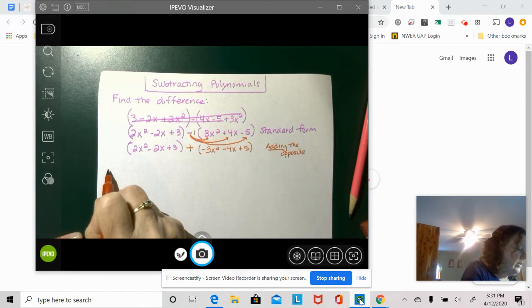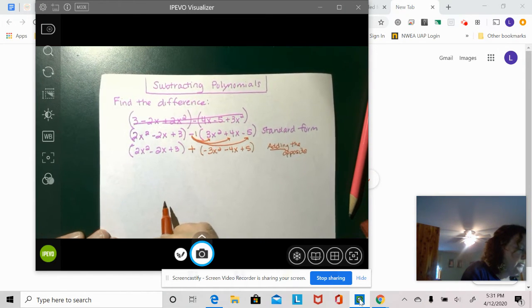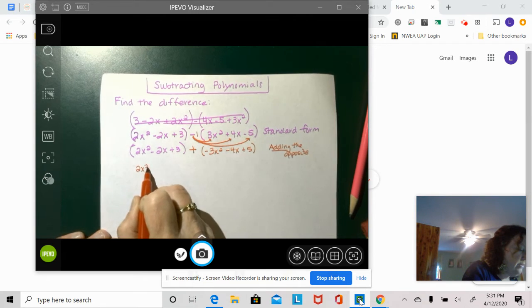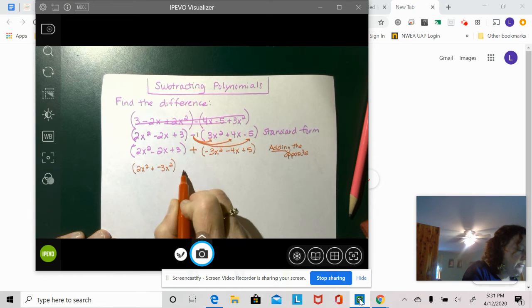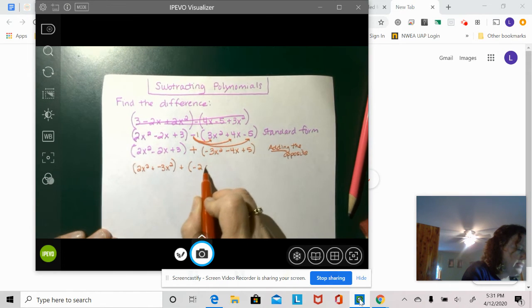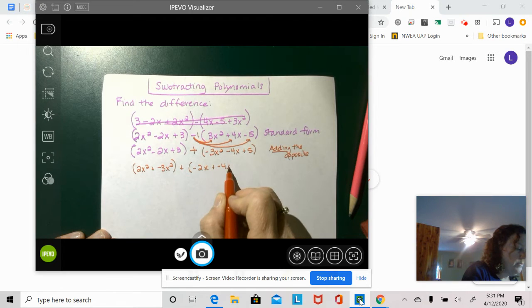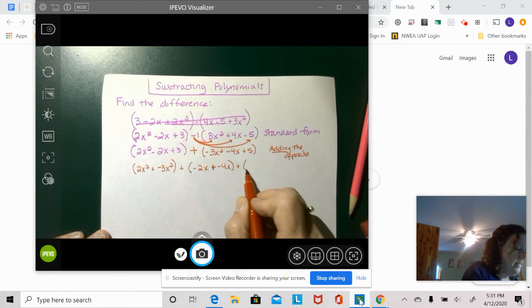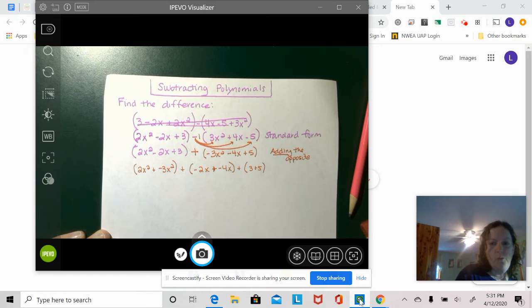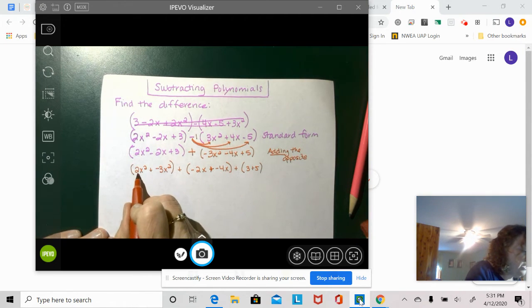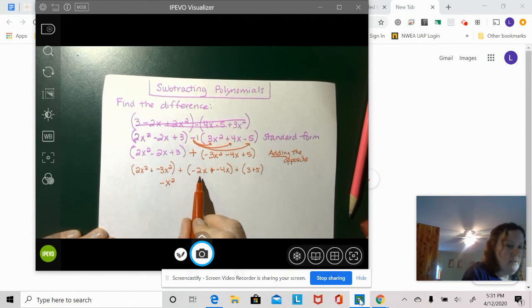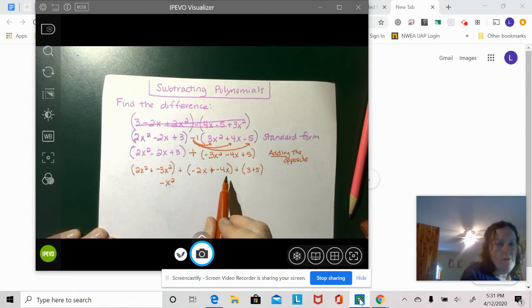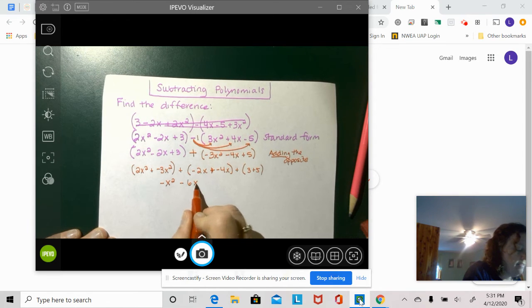So you could either do it horizontally and group your terms. You would group your 2x squared and your -3x squared. And then your -2x and your -4x would be grouped together. And then your 3 and your 5 would be grouped together. You would do the same thing you did before: 2x squared and -3x squared get you -x squared. Then you have -2x and -4x, which gets you -6x. And 3 plus 5 gets you 8.